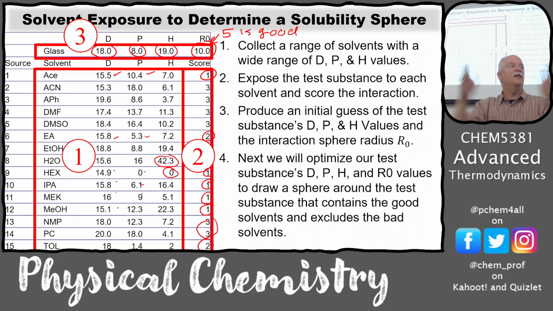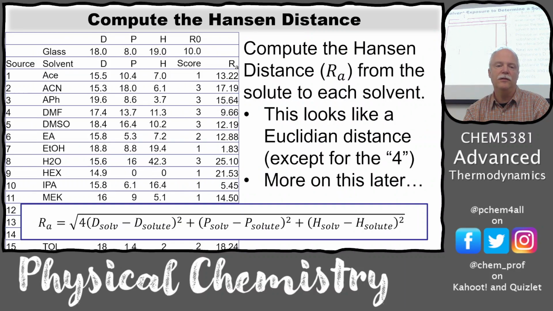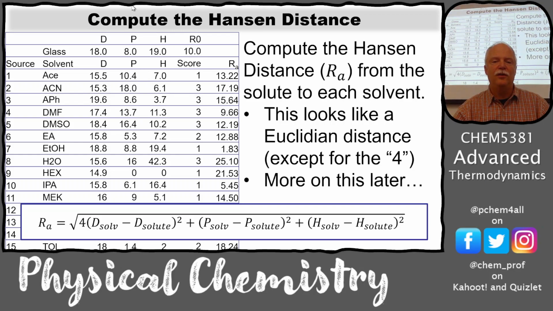So I've got to optimize the radius so it captures the good solvents, and I've got to put it in the right spot so it both excludes the bad ones and includes the good ones. Okay. So now the next 4 or 5 columns are the optimization columns. First we need to calculate the distance of each of these solvents to the substance I'm looking for, right?